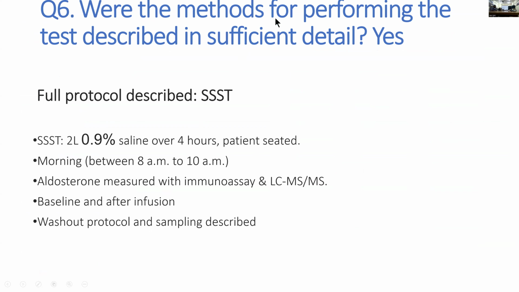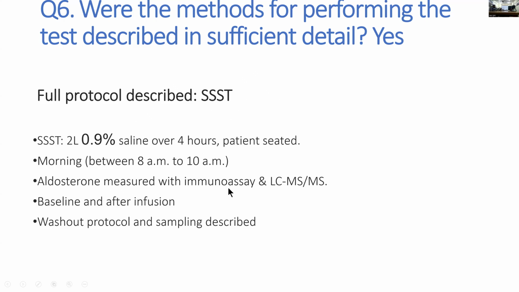So next question, were the methods for performing the test described in detail? Yes. So it was a seated saline suppression test. They have described the full protocol. In this test, the patient is seated for 15 minutes. After that, 2 liters of 0.9% saline is transferred over 4 hours. The test is usually done in the morning, and post infusion aldosterone is measured.